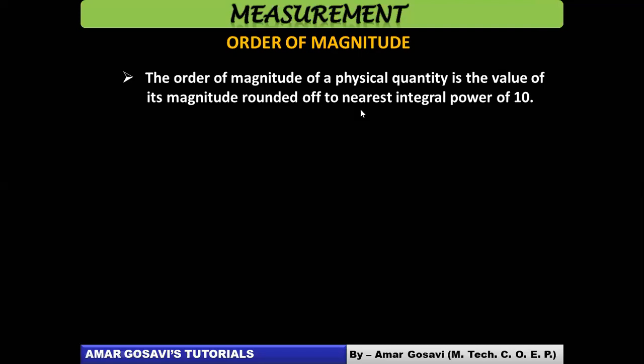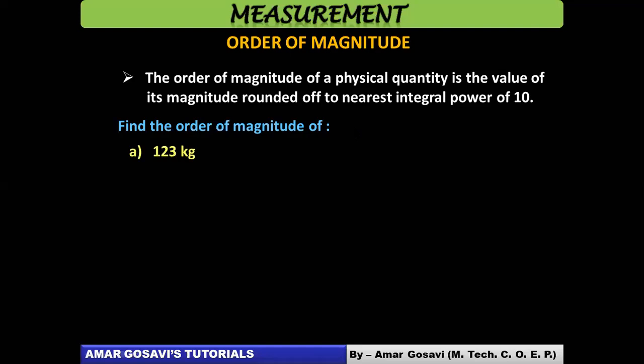Okay. Fine. So let's talk again about the order of magnitude. The order of magnitude of a physical quantity is the value of its magnitude rounded off to the nearest integral power of 10. Now, what does this mean? Let's understand it with the example. Okay, so I've taken few examples over here.